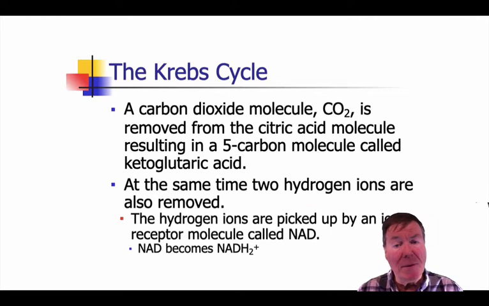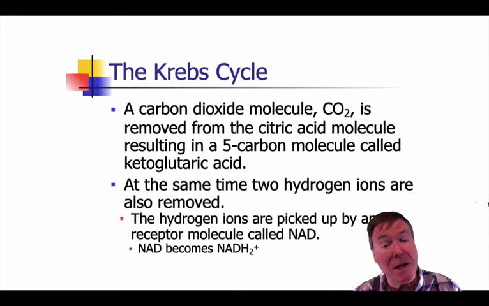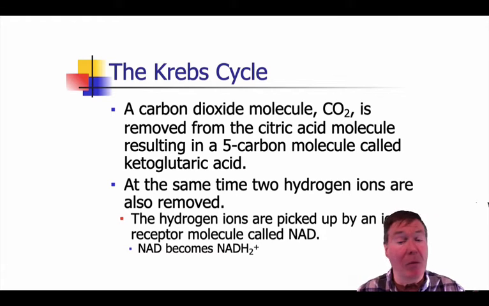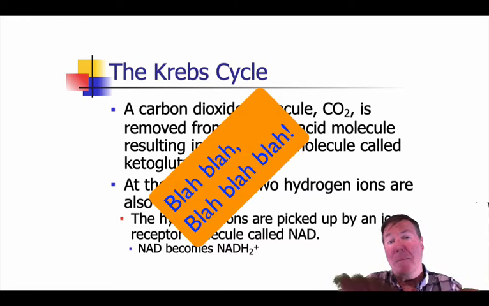Okay, in the Krebs cycle, another carbon dioxide is removed from the citric acid. If you remove a carbon from a 6-carbon, you get a 5-carbon called ketoglutarate. And then at the same time, 2 more hydrogen atoms are removed. Where do you think we could store hydrogen ions? Oh, I don't know. How about NAD?